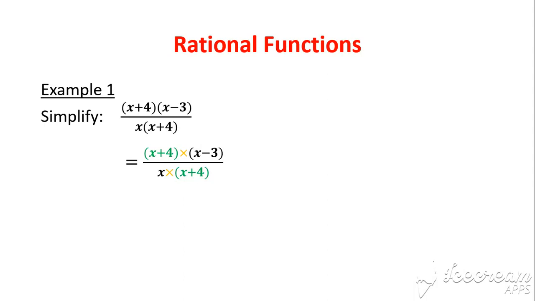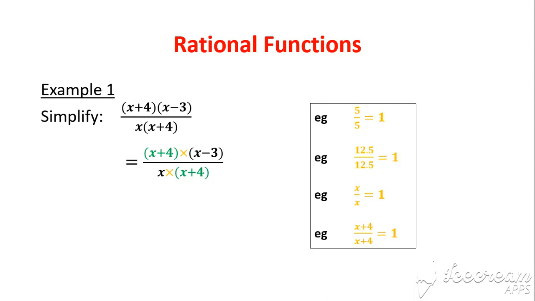Now this x plus 4 divided by x plus 4, you know that any number divided by itself is 1. So x divided by x is also 1, and x plus 4 divided by x plus 4 is also 1. So we're going to cancel x plus 4 divided by x plus 4 to 1. We don't need to times by 1 in anything, so we don't need the 1's there. So we're left with the x minus 3 divided by the x. In other words, the x plus 4's disappear.